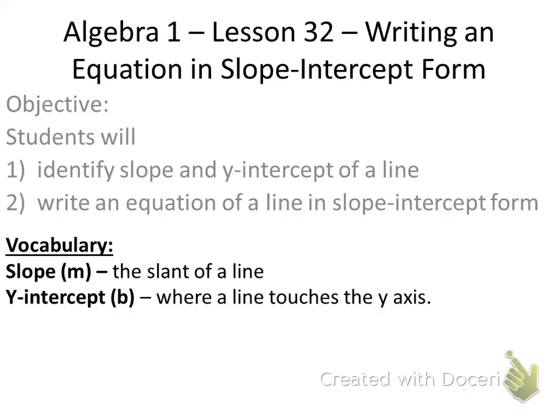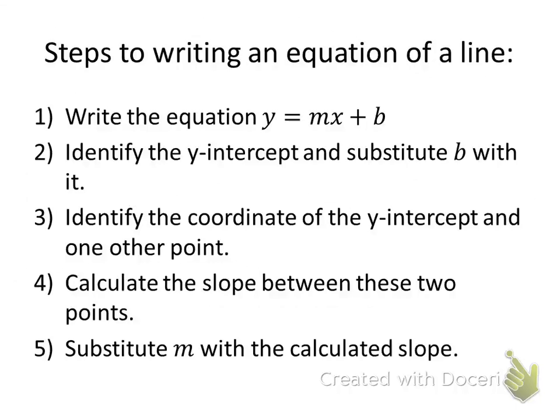The slope is the slant of the line, right? Positive slope. We read from left to right, it goes up. Negative slope, zero slope, and so forth. Then there's this thing called the y-intercept. It's where the line touches the y-axis. So in the big picture today, we're just looking at a line and we're going to draw an equation. All right? Those are the steps.